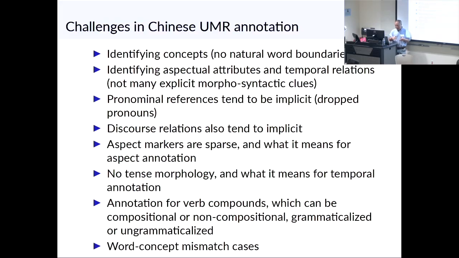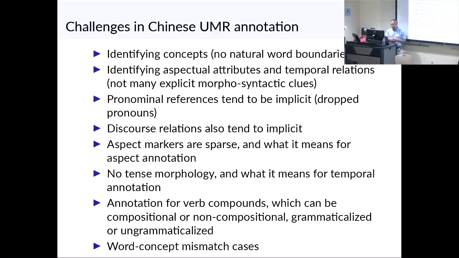So there's a lot of things that we have to deal with. And there's also the word concept mismatches. It's not specifically just for Chinese. What I mean here are things like idioms. There are some types of idioms that are in Chinese but not necessarily in other languages. So you have to figure out a way of dealing with them.